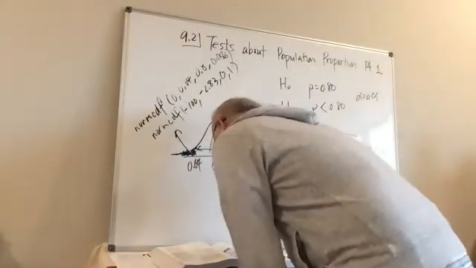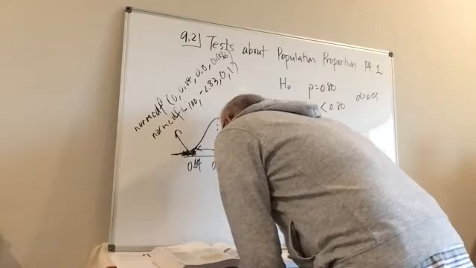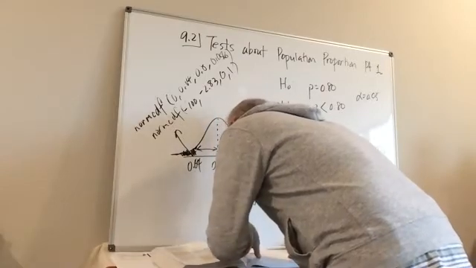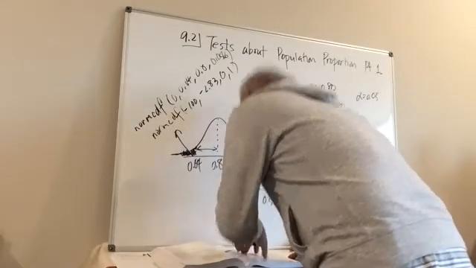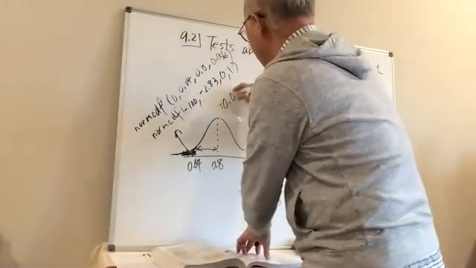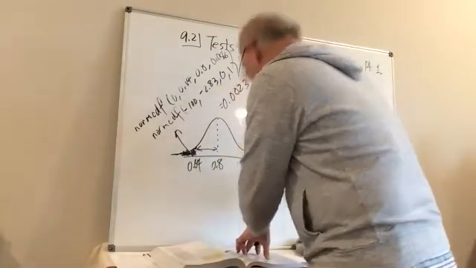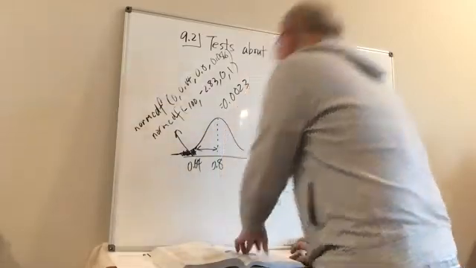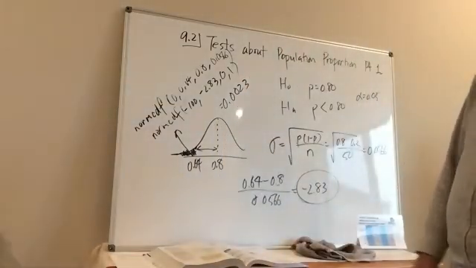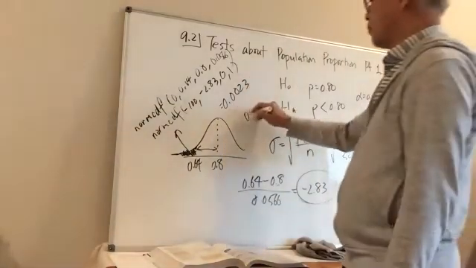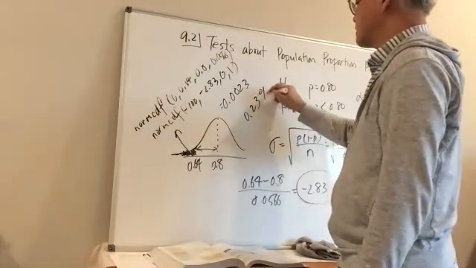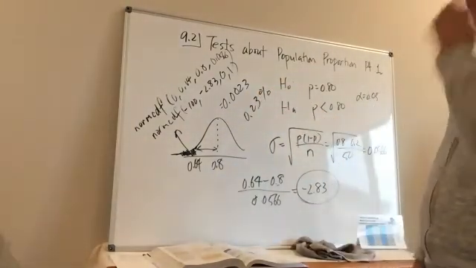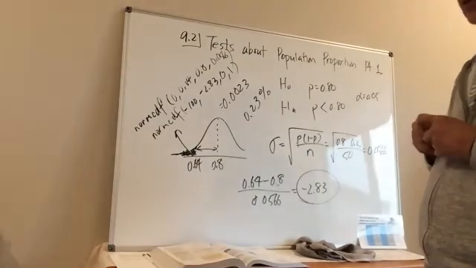If I do that, the norm CDF, what do I get? I get 0.0023, so I'm going to get 0.23%. Okay, so now let's conclude.